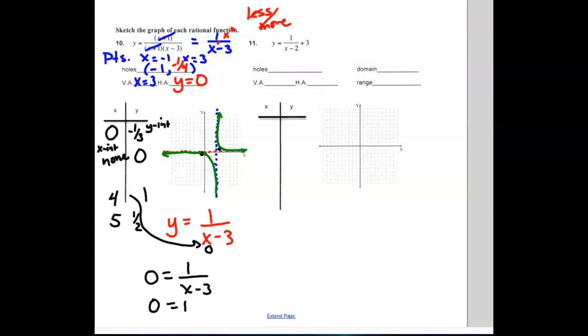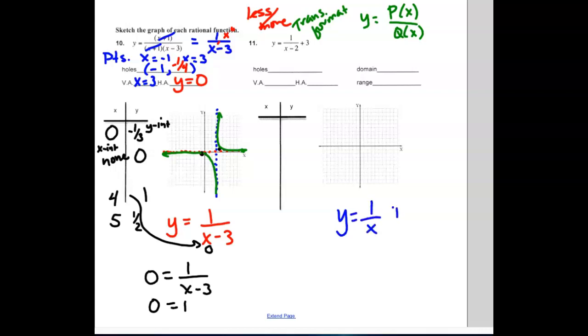All right, our last example. Now notice on this one, it's not in the same format that the last 4 examples have been in. It is not where we have a polynomial divided by another polynomial. Okay? This is in transformation format. So we can look at it and just say, I'm going to graph the parent function and then just shift it. All right? So we look at y equals 1 over x is my parent function.